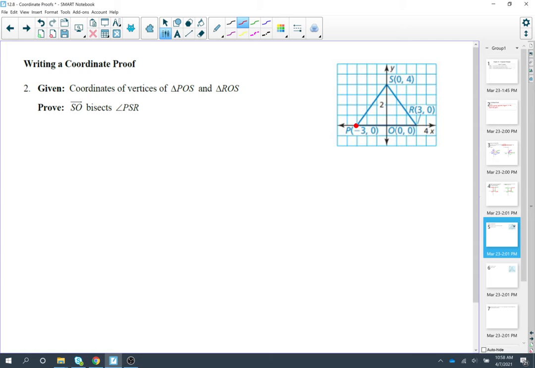Angle PSR is sitting right there. And we want to prove that SO, which is right here, bisects the angle. Bisects, bi means two, means cut in half. Now, if something is cut in half, that means that you have two equal pieces. So essentially what we're trying to prove is that this angle is congruent to that angle.